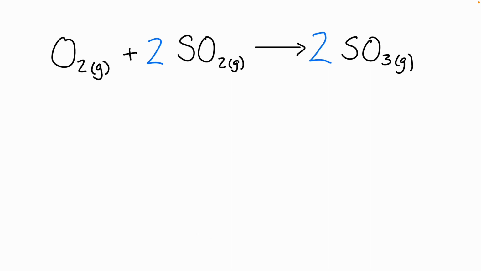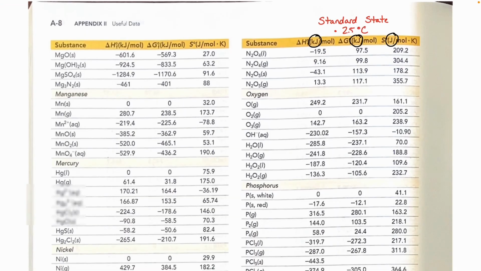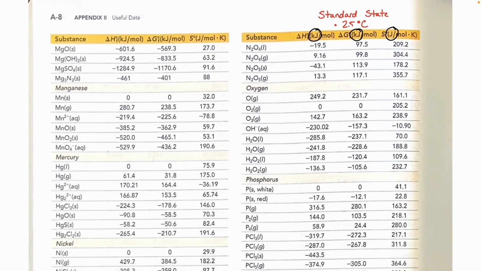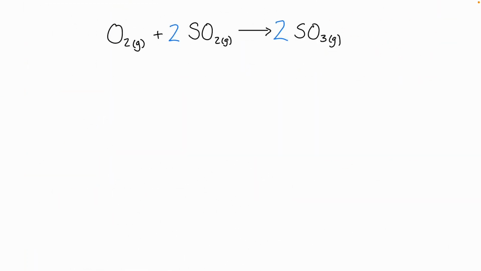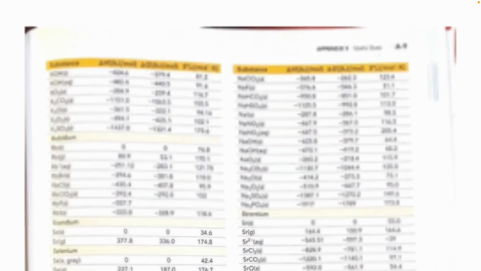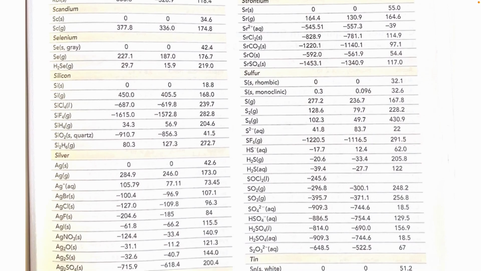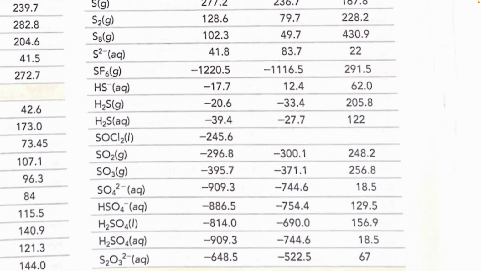All right, let's go to our constants page and look up our thermodynamic values for this reaction. So I have to find each component of this reaction. They're all listed alphabetically here. I'm going to go to my O's for oxygen, and I'm going to grab this here. Then I'm going to go look under S for sulfur, and we see I have sulfur dioxide here, and trioxide is right underneath it. Cool.